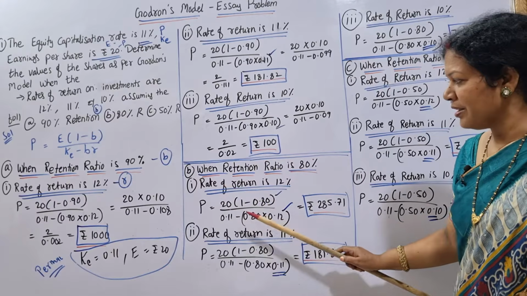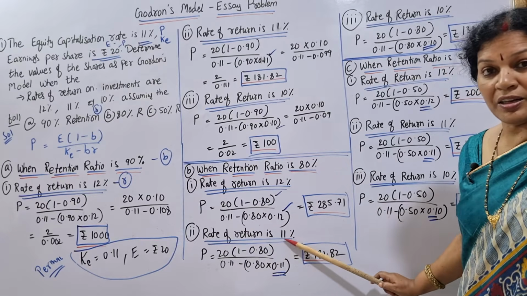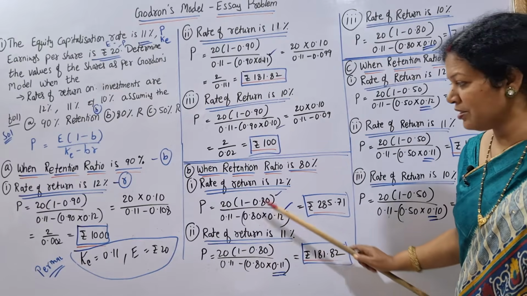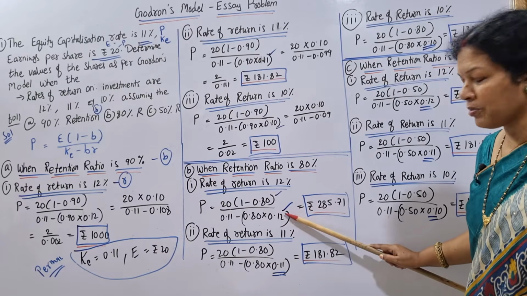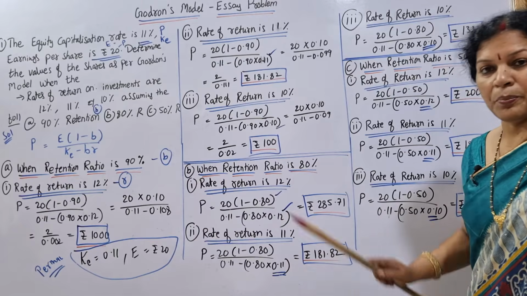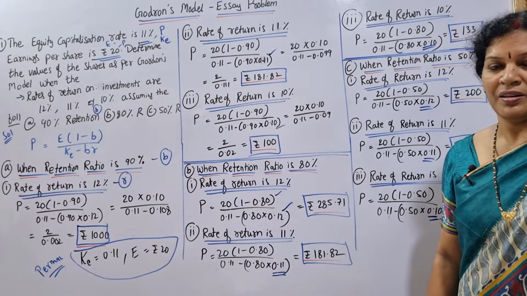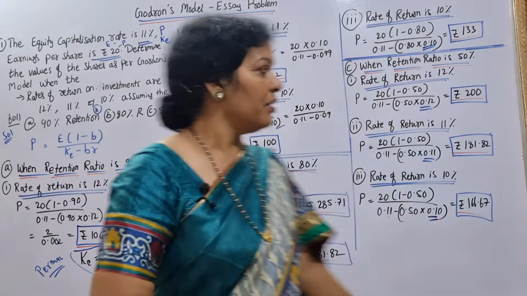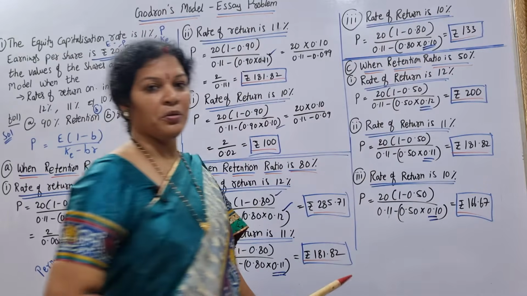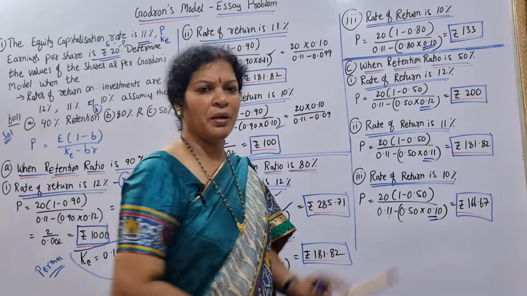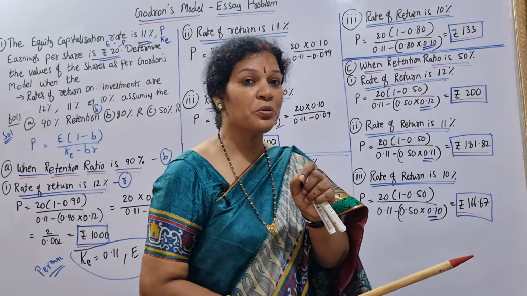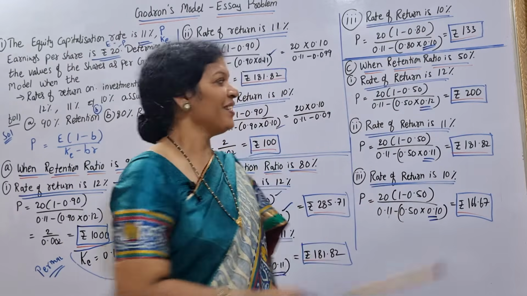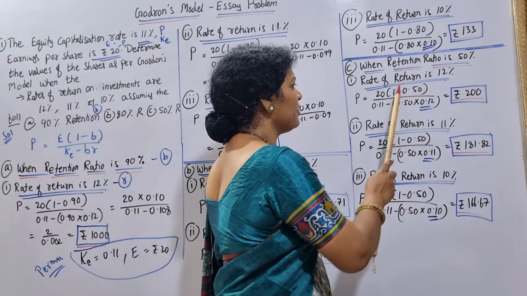Next, rate of return at 11%: same values as they are, only in place of 0.12 you are writing 0.11. Clear? In the same way, here also you are writing 0.10. Third case is same as this one. What is the third case? When retention ratio is 50%. Here we made the change to 50%.